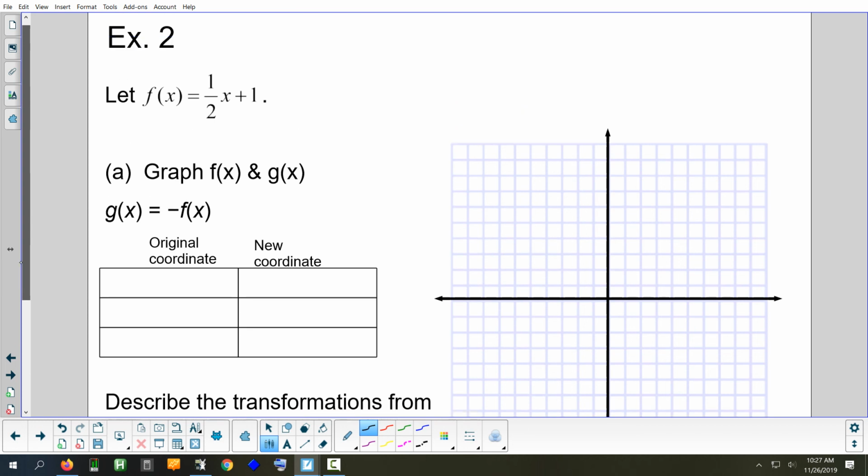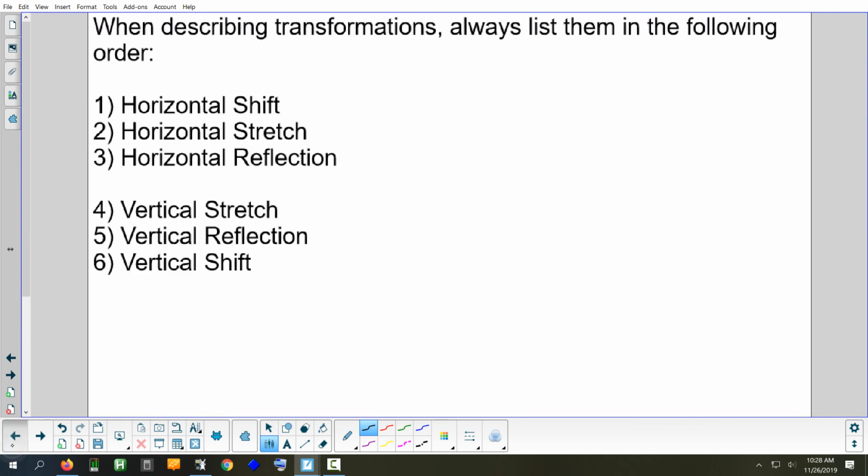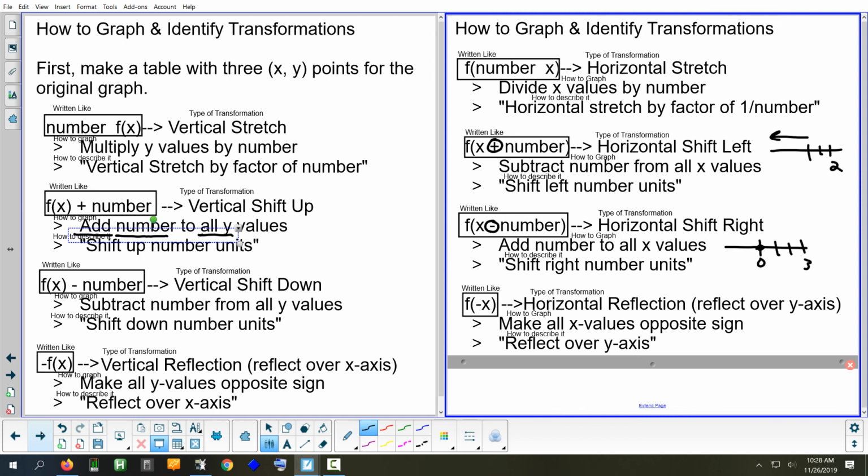Okay, so that's your original problem. Here is what they want you to do to it. They stuck a negative in front. They put a negative in front. So, we're going to go back to our chart and look up what happens if you put a negative in front. What happens if you put a negative in front?